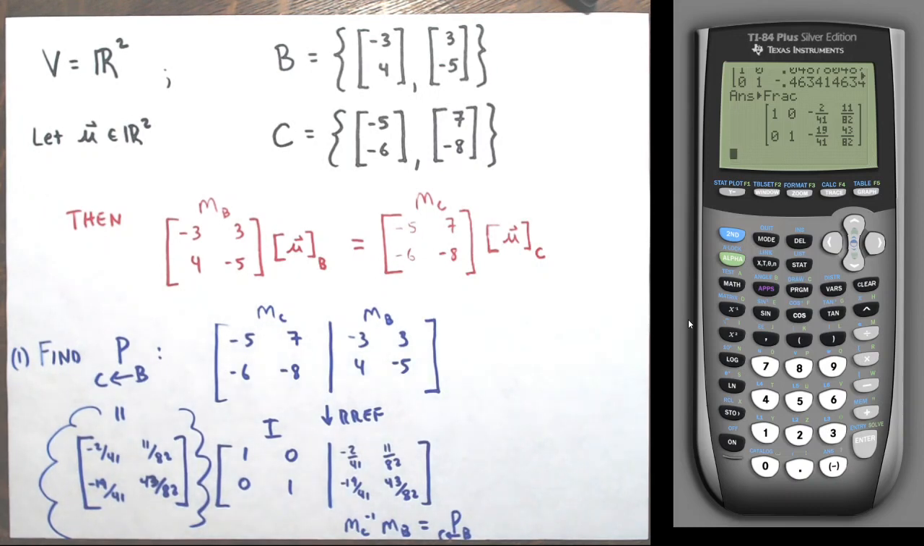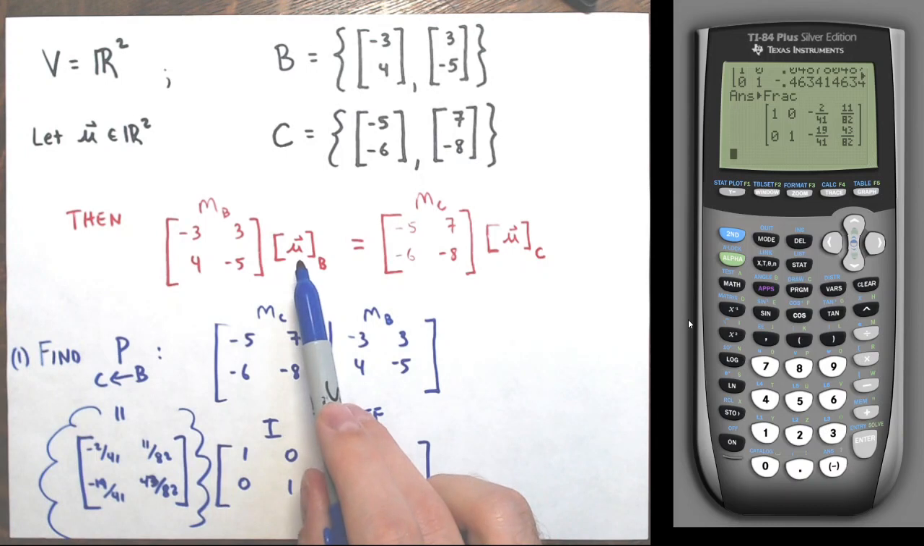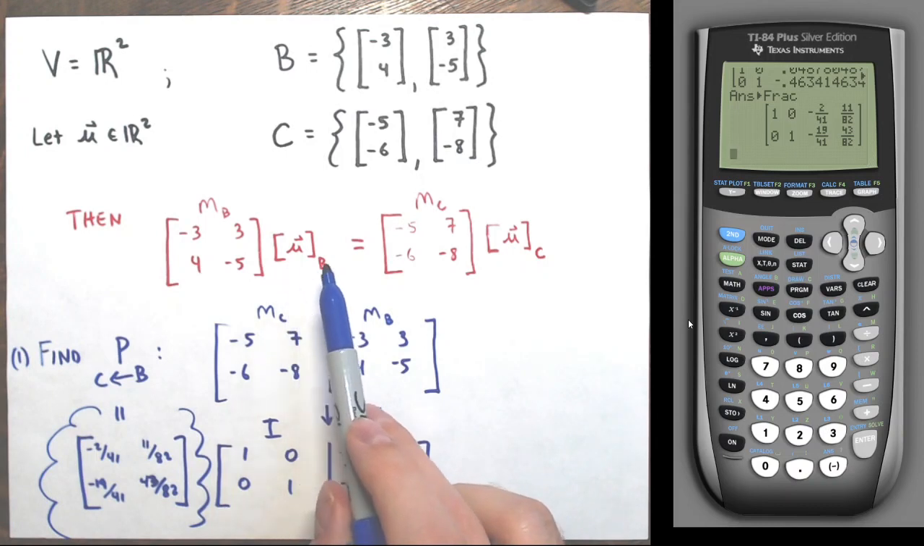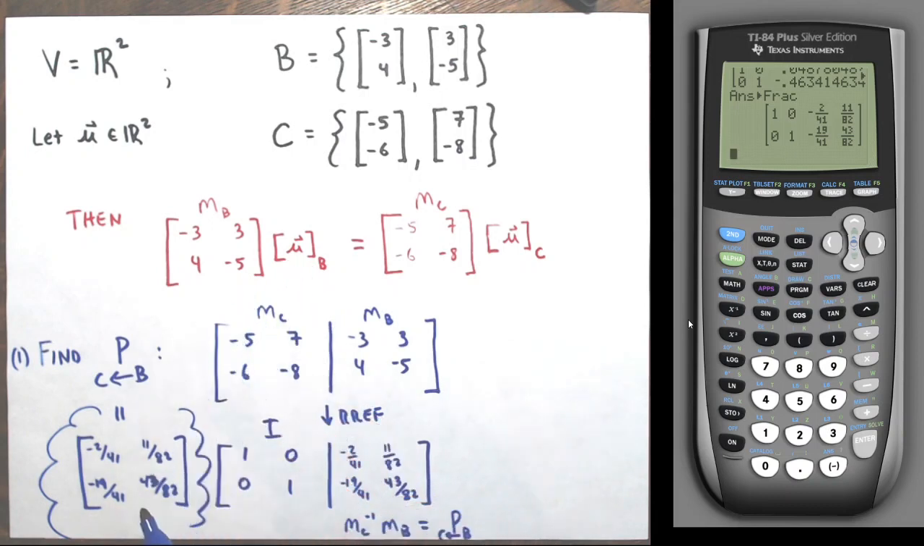I'm not going to test this one like I did with the last one, but what should happen is if I was given the coordinates of a vector with respect to basis B, I could then multiply it by this matrix, and the result of that product would give me the coordinates of the same vector with respect to basis C.